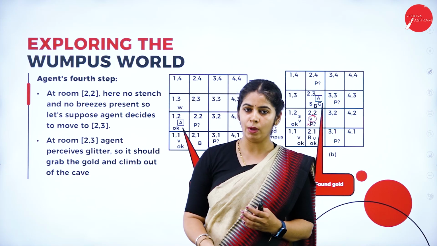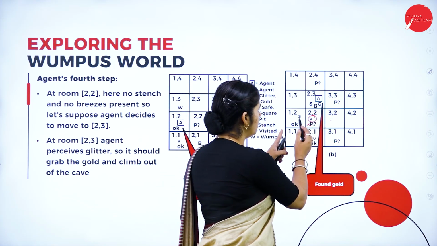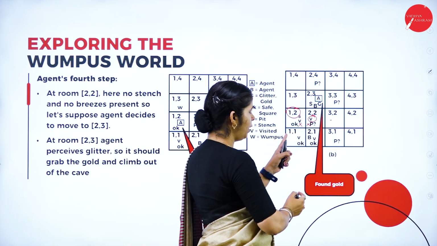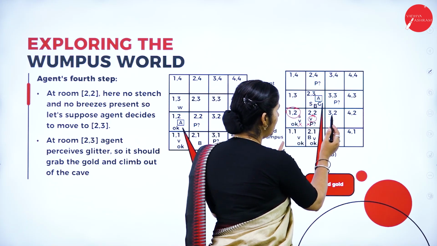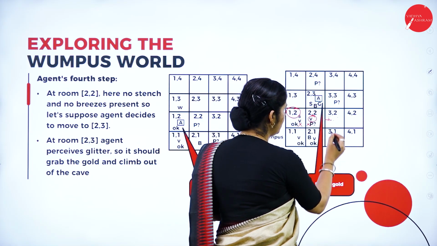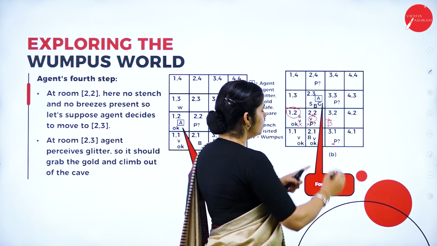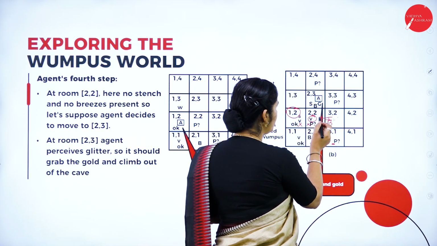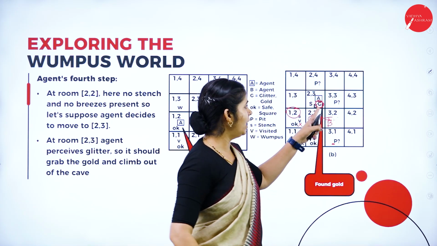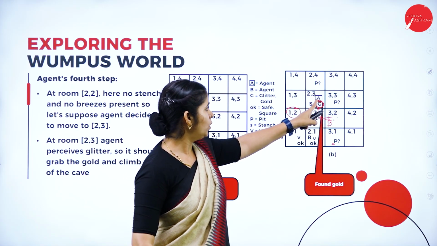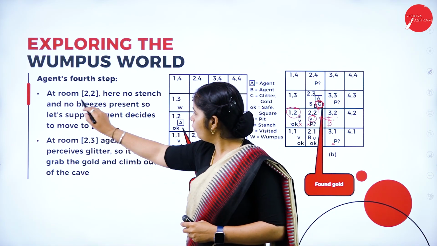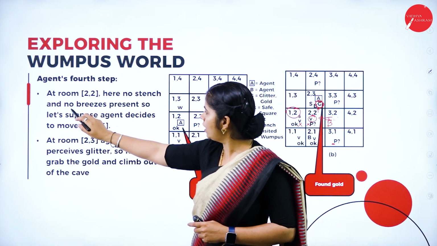After visiting 2,2, again he has to check the adjacent cells. Because 1,2 is already visited, we are skipping that. We are checking 3,2 and 2,3. When the agent comes to 2,3, since there is a pit nearby, we have a breeze smell here. So he comes back to 2,2. And when he is in 2,2, he can find some glitters. He can find some glitters nearby. So he assumes that the gold is there in 2,3. At room 2,2, no stench and no breeze are present.